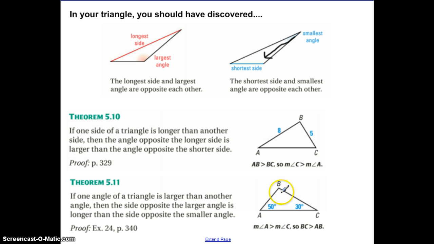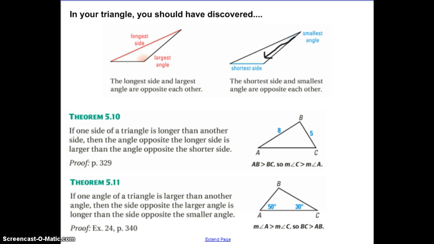Now, we don't know what angle B is. We could figure out what angle B is and then determine which one is your biggest angle. So here, B would be your biggest angle, but we're just looking at angle A and angle C. So the measure of angle A is greater than the measure of angle C. Therefore, BC is larger than AB.